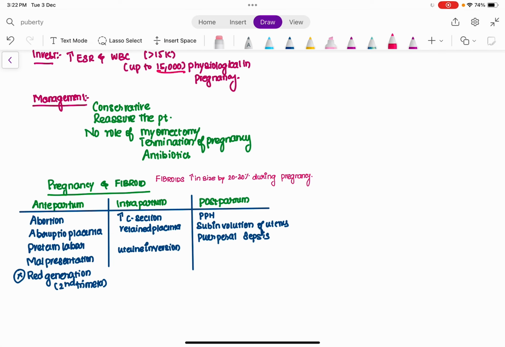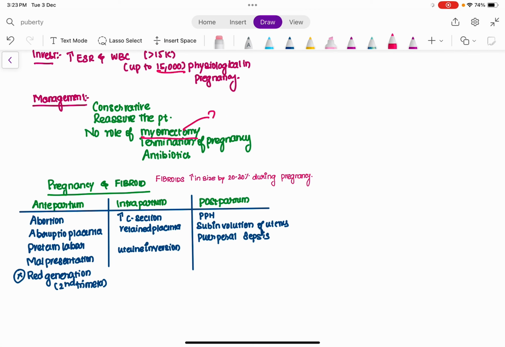And the management is nothing. You have to reassure the patient, do the conservative management. Whatever symptom the patient is having, do the symptomatic management. You need not do anything. You need not terminate the pregnancy. There is no need to give any antibiotics to the patient, and you need not worry about the fibroid. As the fibroid has got degenerated, you need not remove the fibroid. So I have written here, no role of myomectomy.